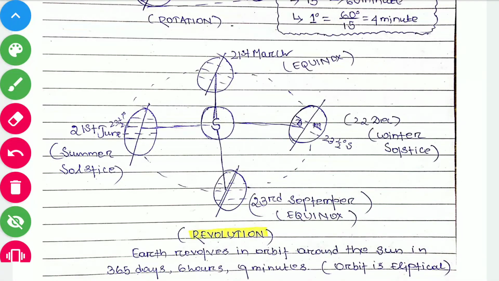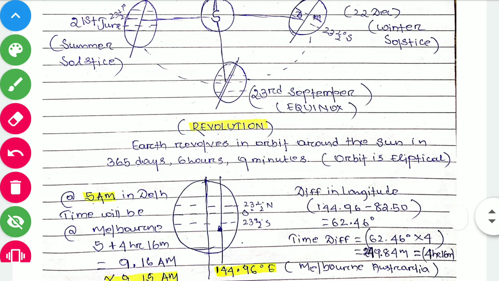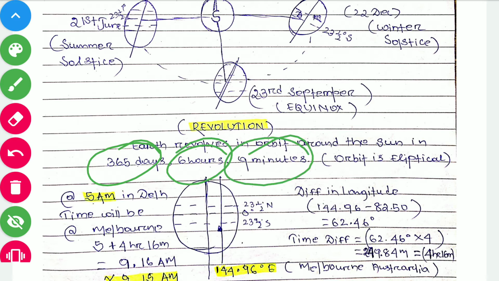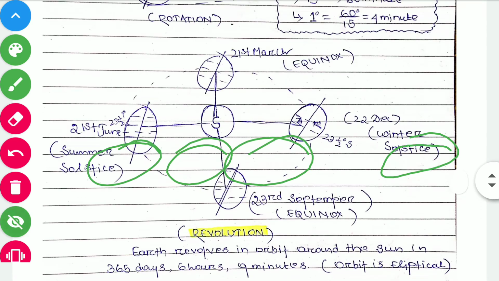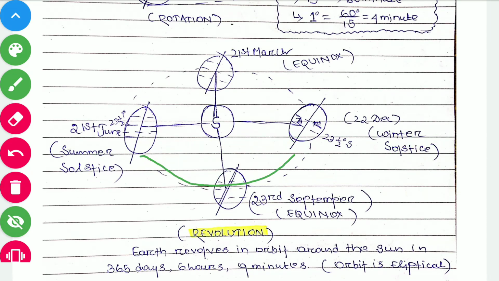Now we will discuss revolution. The Earth revolves in orbit around the Sun in 365 days, 6 hours, and 9 minutes. And the orbit is an elliptical path, meaning the Earth moves around the Sun in an elliptical path. This is called the orbit of the Earth.